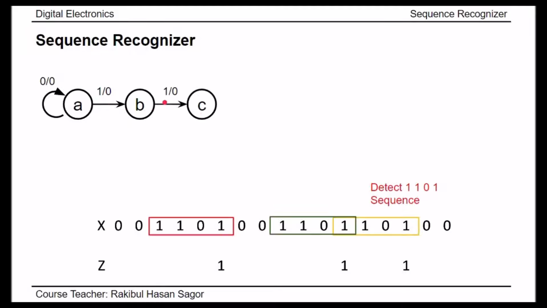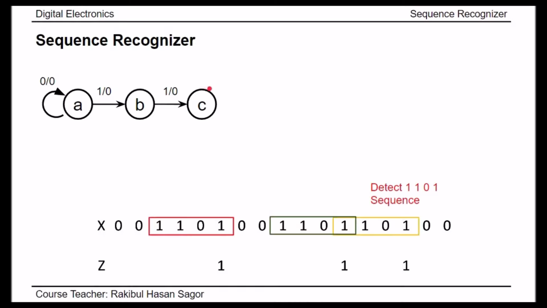So if we get the second one, then we are at C state, and Z output should be 0 because we have got 1, 1. It's not completed yet. 1, 1. So at this moment the output should be 0. Z output should be 0. Now we are here in C.